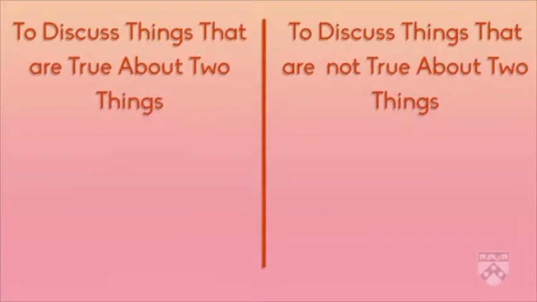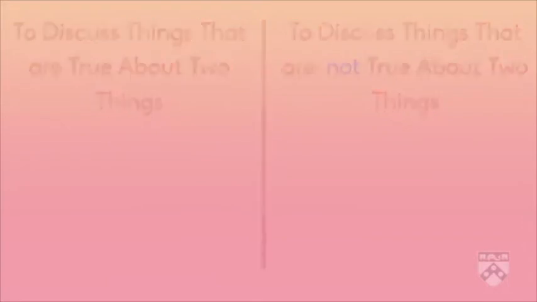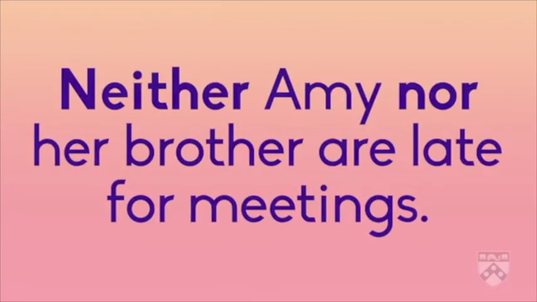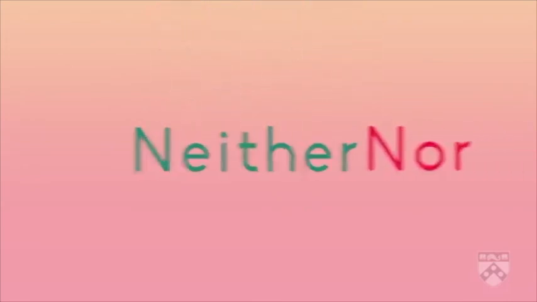Here's an example of correlative conjunctions used to discuss two things that are not true. Neither Amy nor her brother are late for meetings. The correlative conjunctions in that sentence are neither and nor.